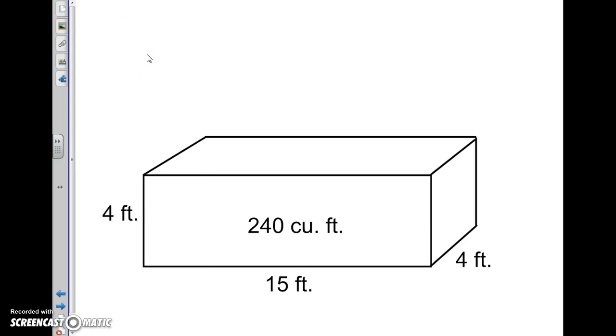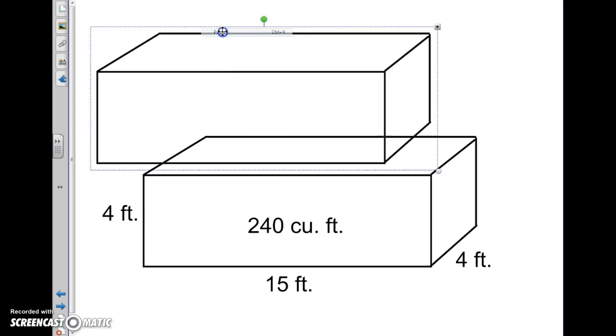But let's say that I want to double this volume. So I want to have twice as much volume for whatever this is. For some sort of space, I want to have twice as much. It's not enough space for me. So if I was to double it, that means I would add another total volume of 240 cubic feet. I still want to keep it as a rectangular prism.